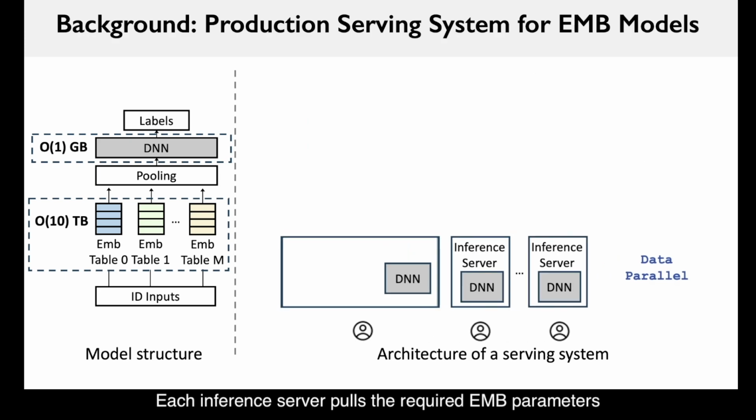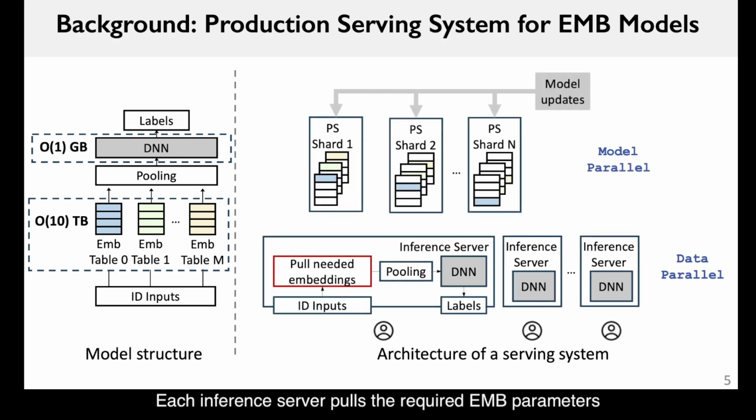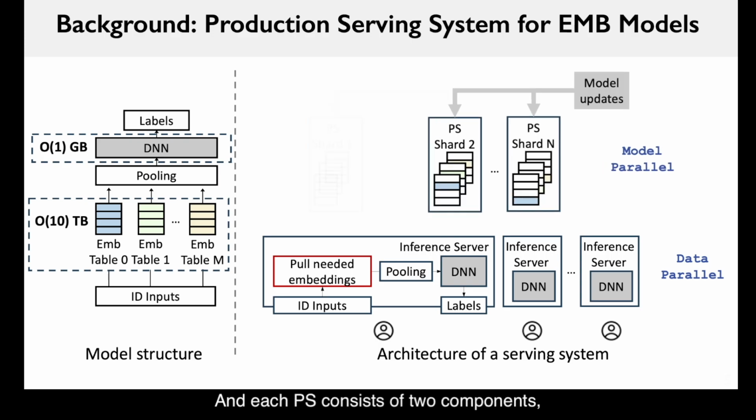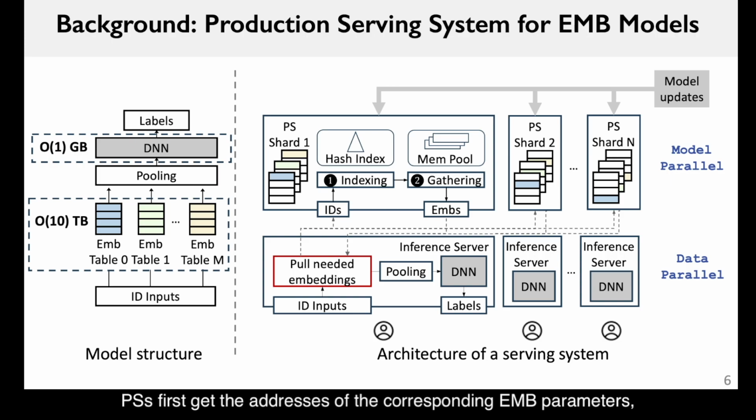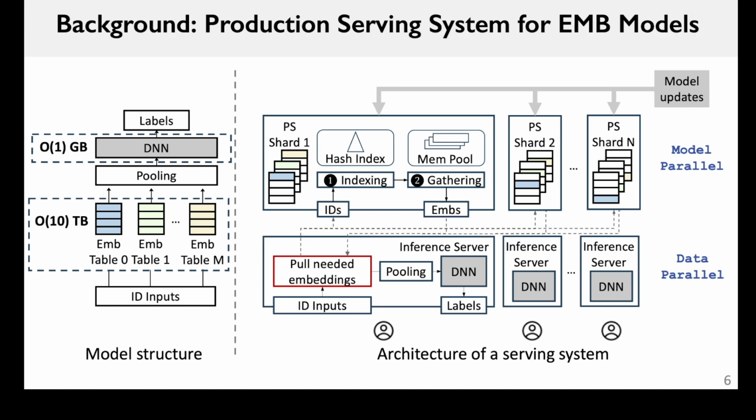Each inference server pulls the required embedding parameters based on the IDs of the current batch, and each PS consists of two components, a hash index and a memory pool. For an incoming request with a batch of IDs, PSs first get the addresses of the corresponding embedding parameters and then gather them together to do serialization and reply back to the inference server. In this work, we focus on the storage on the PS side.